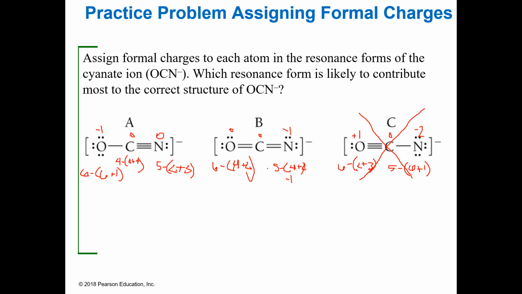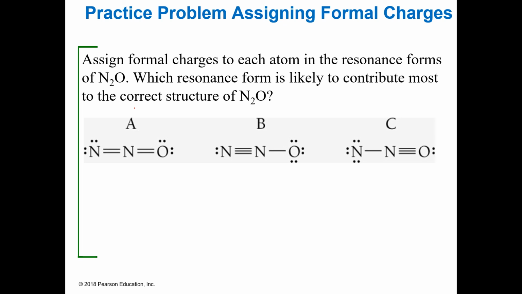Now we're going to look at these two, and the difference is we have a -1 on nitrogen and a -1 on oxygen. So we want to look at which one is more electronegative. Oxygen is more electronegative. So that means we want the -1 to be on the oxygen. So A is going to be our biggest contributor. Okay. All right, let's look at one more.